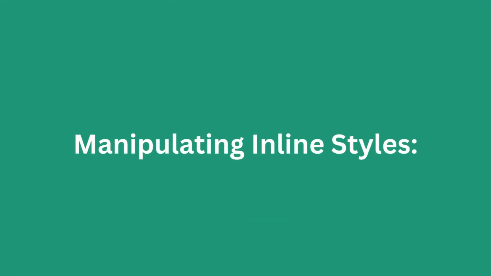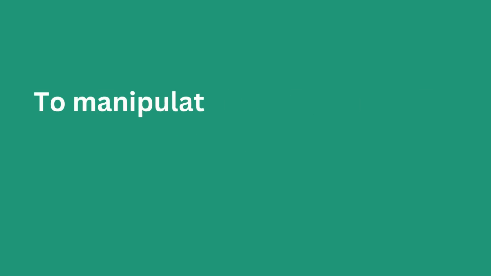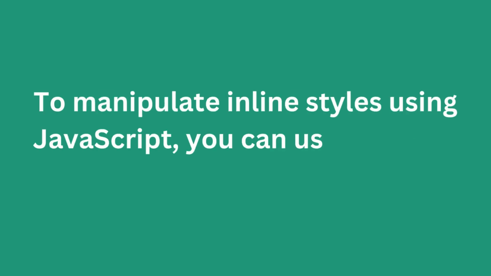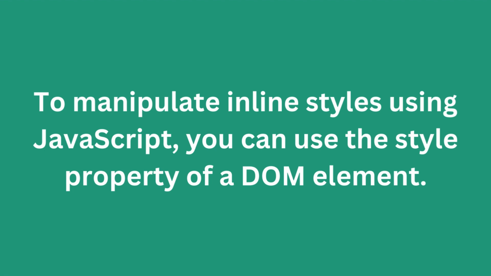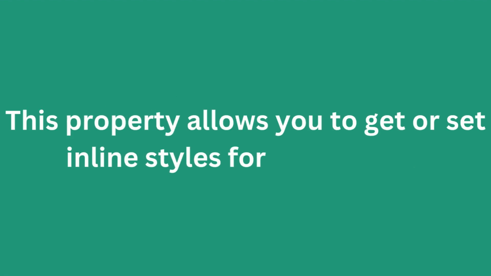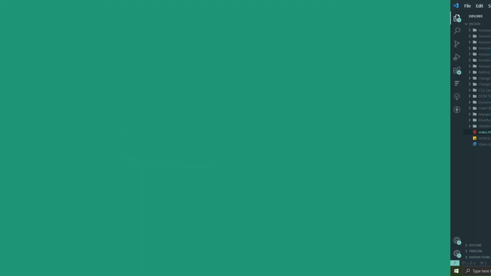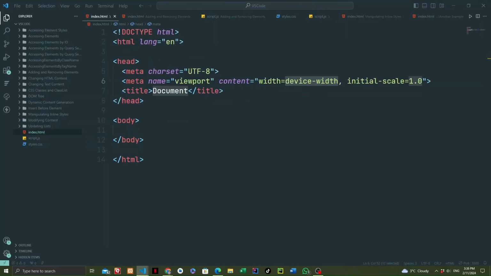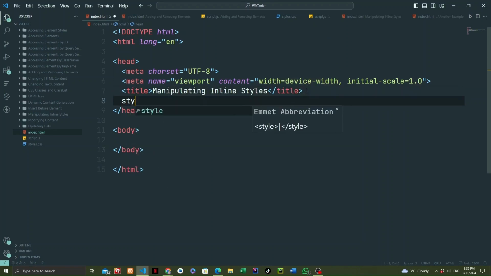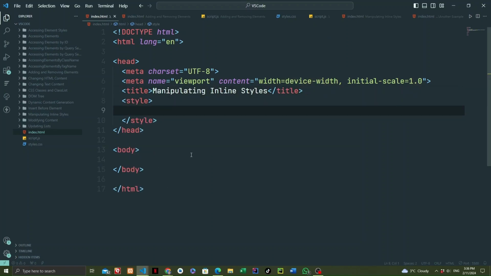Manipulating inline styles. To manipulate inline styles using JavaScript, you can use the style property of a DOM element. This property allows you to get or set inline styles for an element. Here's an example. Write this code in an index.html file. Give it a title, Manipulating Inline Styles.